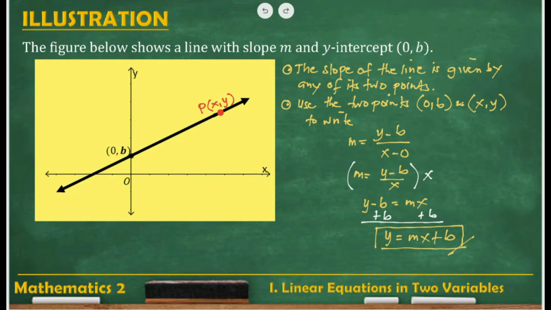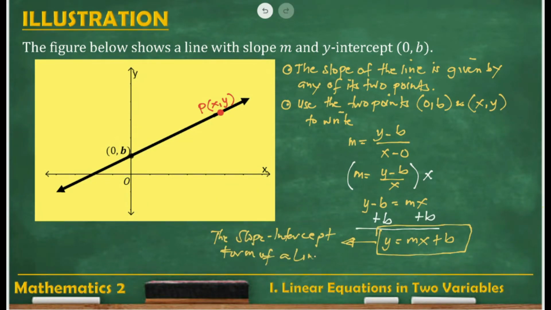And so we were able to get the equation of the line with its slope m and whose y-intercept is (0, b). We will be calling this equation the slope-intercept form of the linear equation in two variables. We call this the slope-intercept form of a line because in this equation, m is the slope and b is the y-coordinate of the y-intercept.